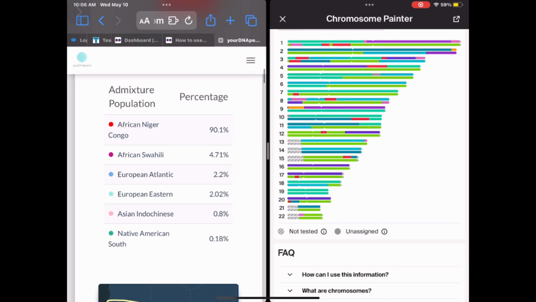Here on chromosome 2, we have Asian Indo-Chinese and then Native American South. So Asian Indo-Chinese 0.8, Native American 0.18%.